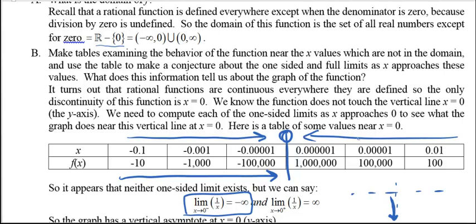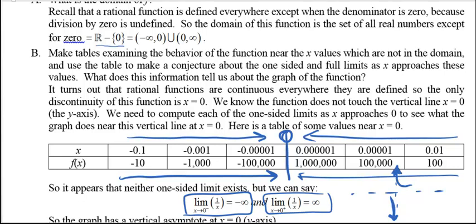Similarly, if we go from the right side, we would put in 0.01. 1 over x is then 100. If x is 0.00001 or 100,000th, then its reciprocal 1 over x is 100,000. And here we have 1 millionth input and 1 million output, so the y's are getting bigger and bigger without bound. So we say the limit as x goes to 0 from the right side is positive infinity, so the graph is going up like this. And so we have a vertical asymptote there of x equals 0, or the y-axis.